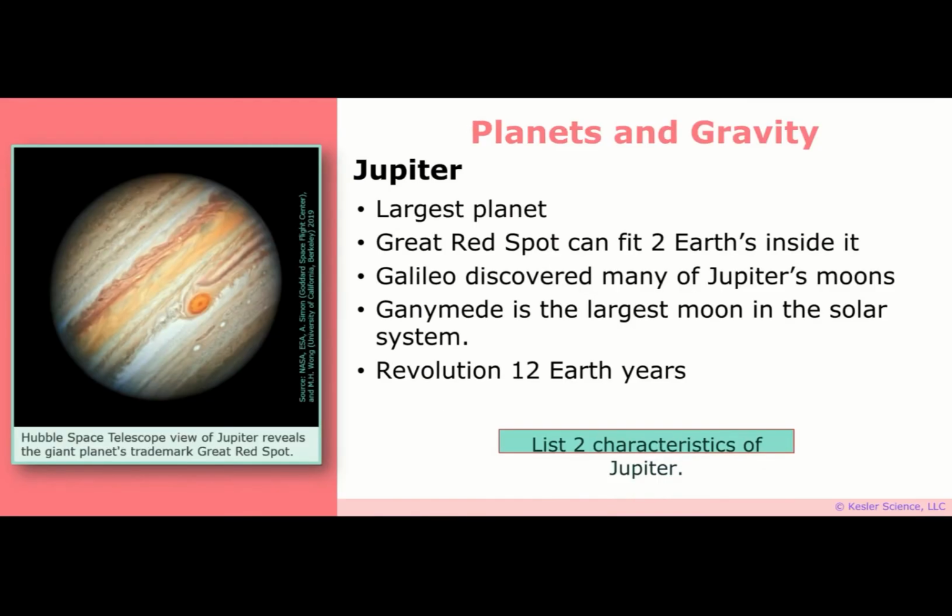Next up, Jupiter. Now, Jupiter is the largest planet. Now, it has what you call a great red spot. And in that hole, if you see that orange circular shape looking like an eye, it can actually fit two Earths inside it, hence showing how large Jupiter is. Now, Galileo discovered many of Jupiter's moons, and Ganymede is the largest moon in the solar system. It takes about 12 Earth years for Jupiter to complete its one revolution around the sun.